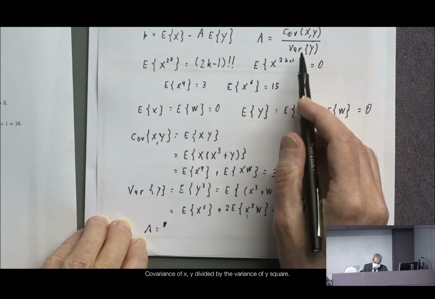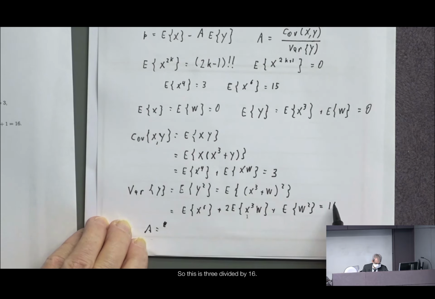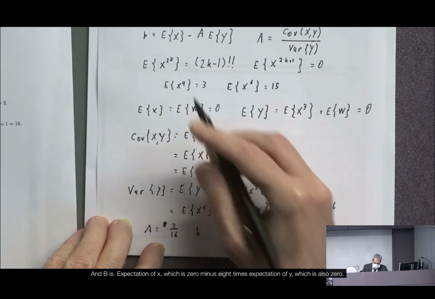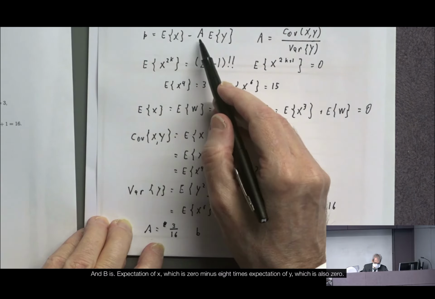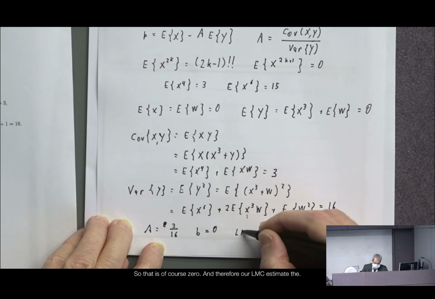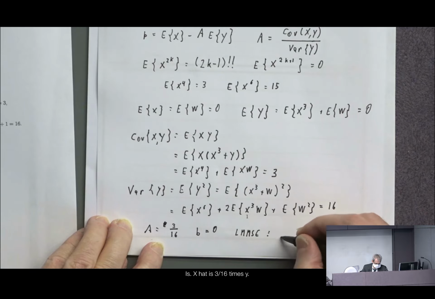covariance of xy divided by the variance of y, so this is 3 divided by 16. And b is expectation of x, which is 0, minus a times expectation of y, which is also 0, so that is, of course, 0. And therefore, our LMMSE estimator is x hat equals 3/16 times y.